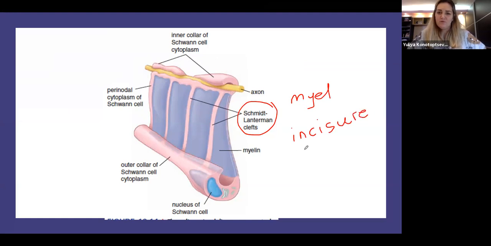Okay, so how do you pronounce this? Myelin incisure. Okay, so incisure is another name for Schmidt-Lantermann cleft.